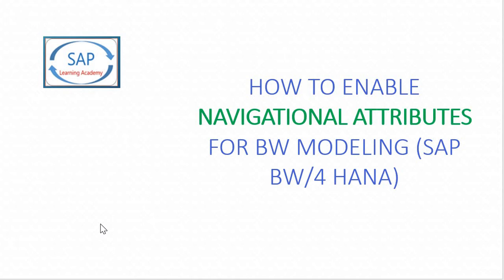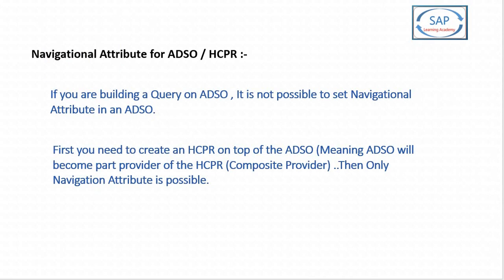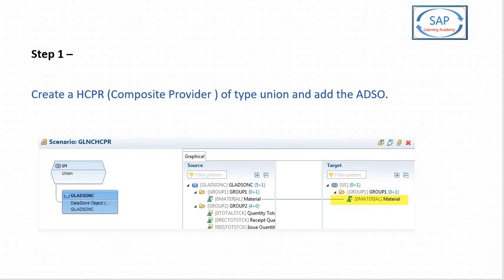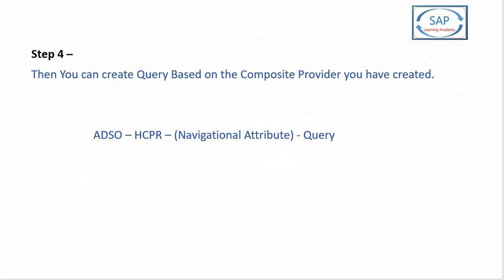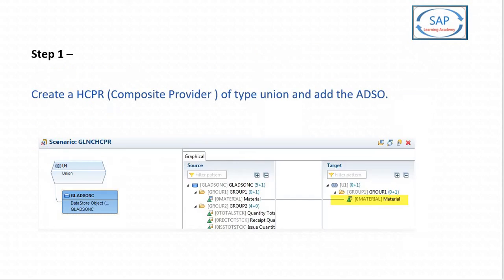In this tutorial, I will be telling you about how to enable navigational attribute for BW modeling in SAP BW for HANA. First, I will be telling you the background and then I will be telling you about the steps how to access or how to set this navigational attribute one by one.